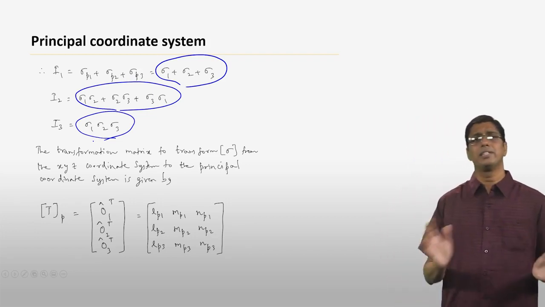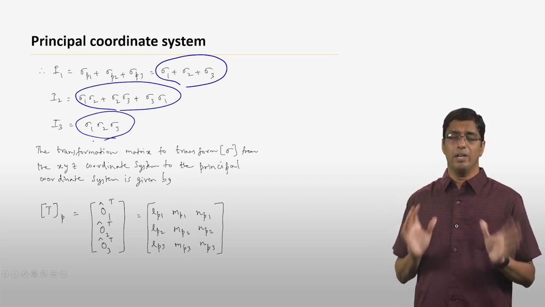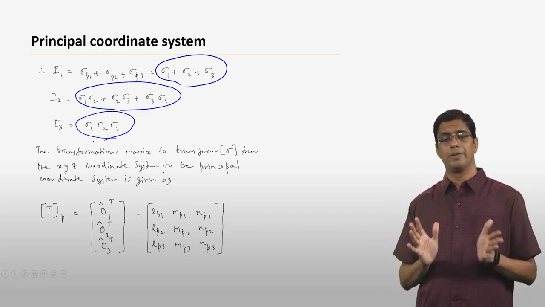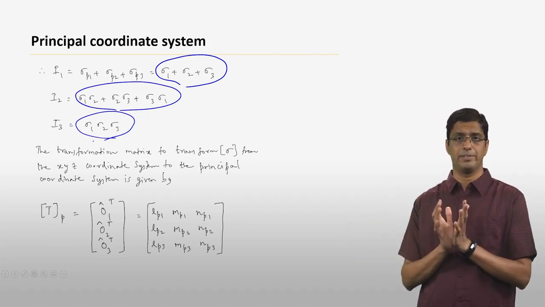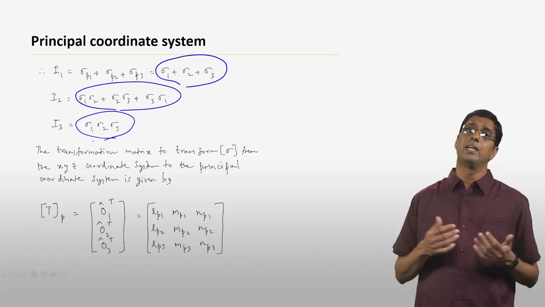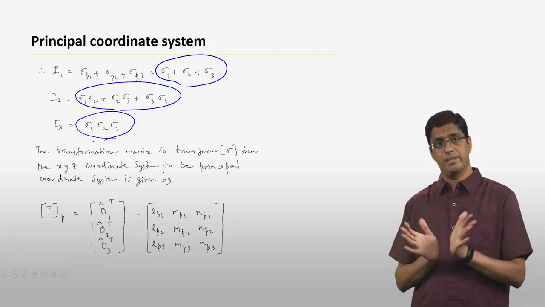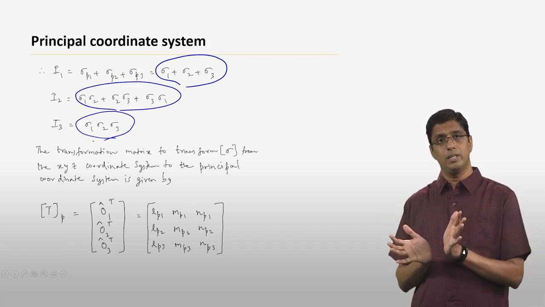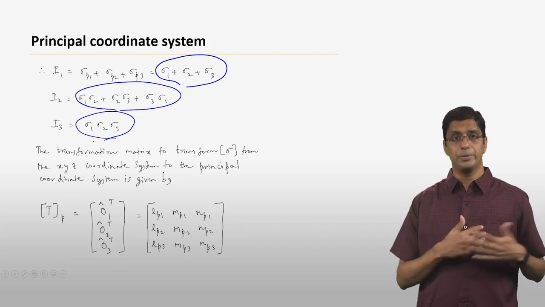Okay, there's also another subtle point that I want to make here. We always looked at how we can transform stresses from the x, y, z coordinate system, in which you are given the stress matrix, to an x prime, y prime, z prime coordinate system. What you can also think of is actually transforming your stresses from the x, y, z coordinate system to the principal coordinate system. Okay, and how do you do that transformation?